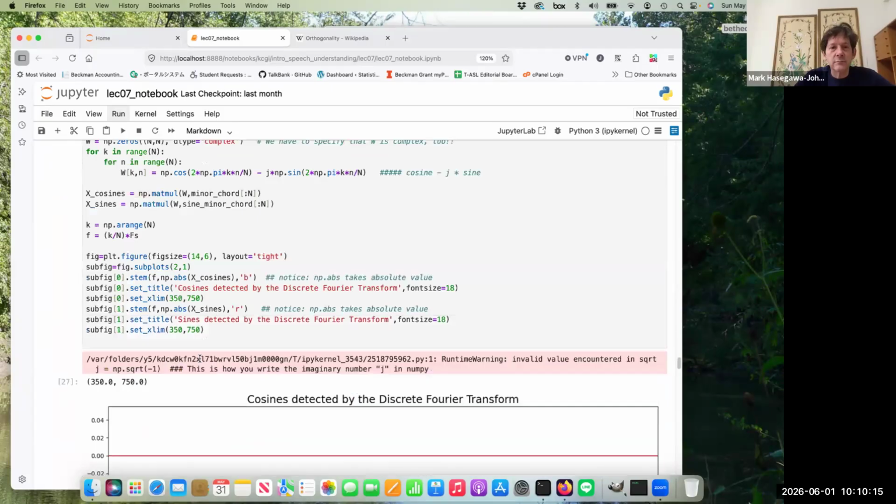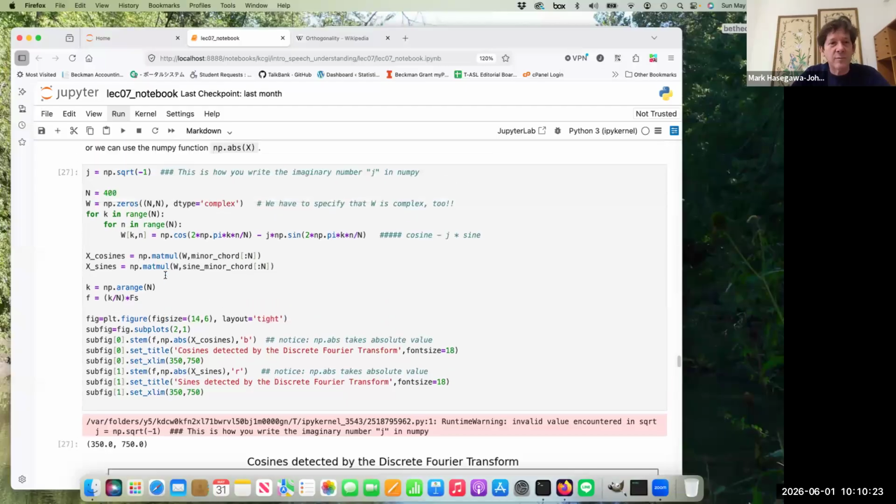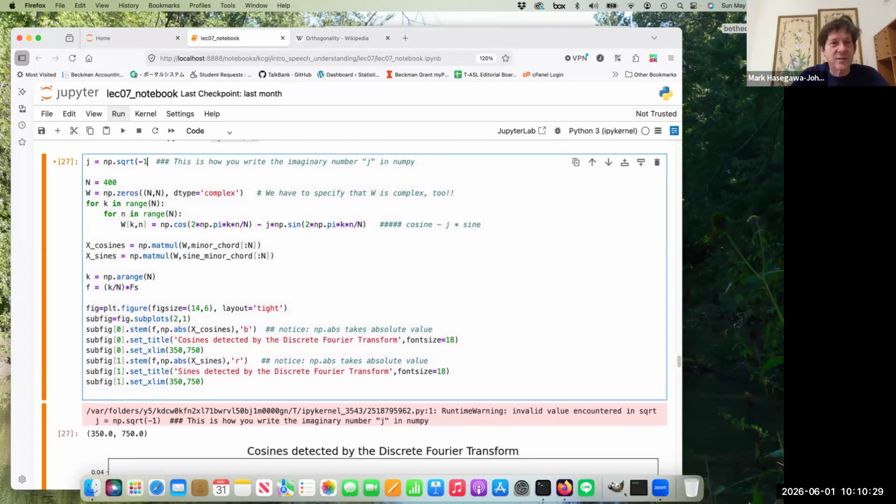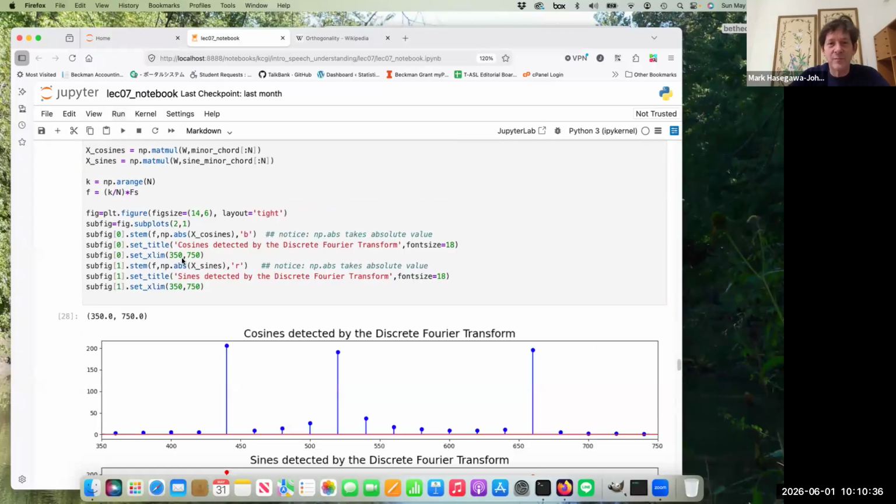So, invalid np dot square root of minus 1. This is how you write the imaginary number j. Oh, it says that it's not understanding that. So let me write it as 0 plus 1j, just to make it clear that I want an imaginary number.